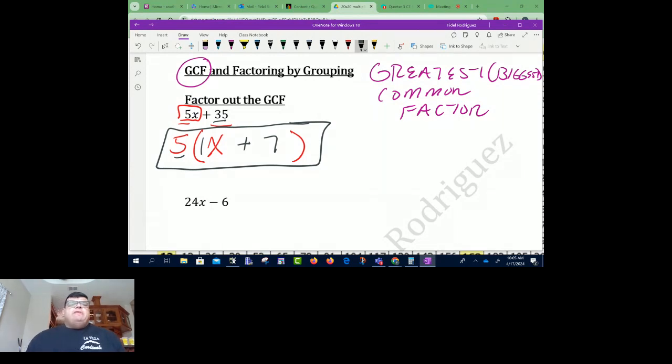So what we're kind of doing here, y'all, in factoring is we are going in reverse from what we did yesterday. So yesterday we would have had a problem that looked like this. And we would say, well, look, we're going to take 5 times x, 5x, 5 times 7, 35. Now we're going backwards. It's like we have the answer. We're trying to go back and find the question.